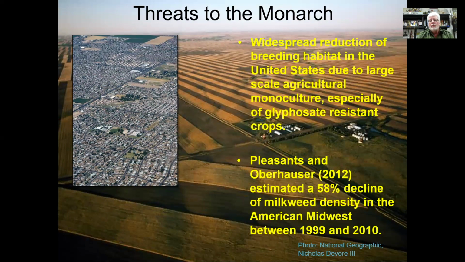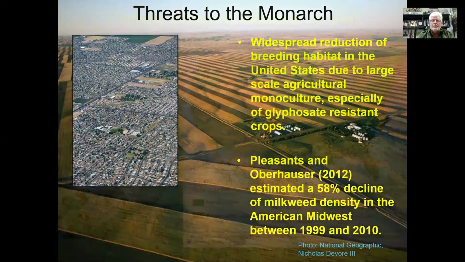However, certain herbicides are very effective at dealing with milkweed. So with an increase in use of glyphosate compared to other herbicides, there's been a general decline in milkweed across the central US.